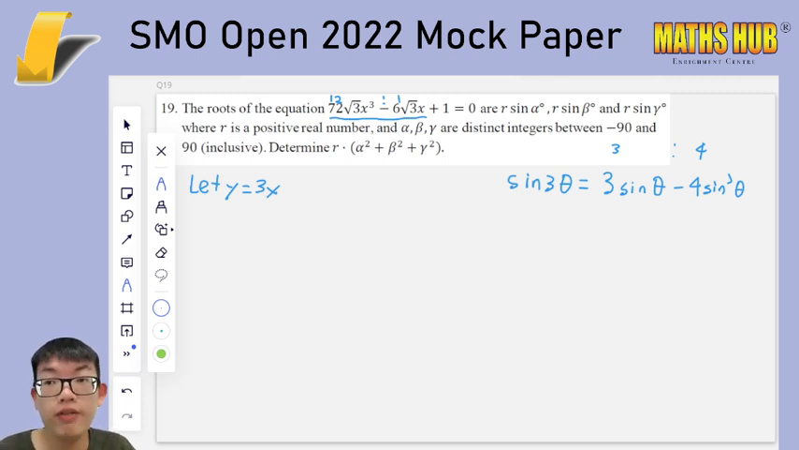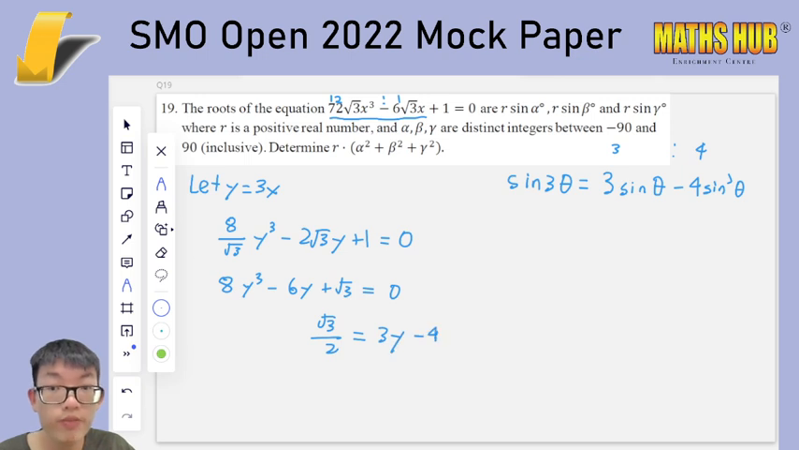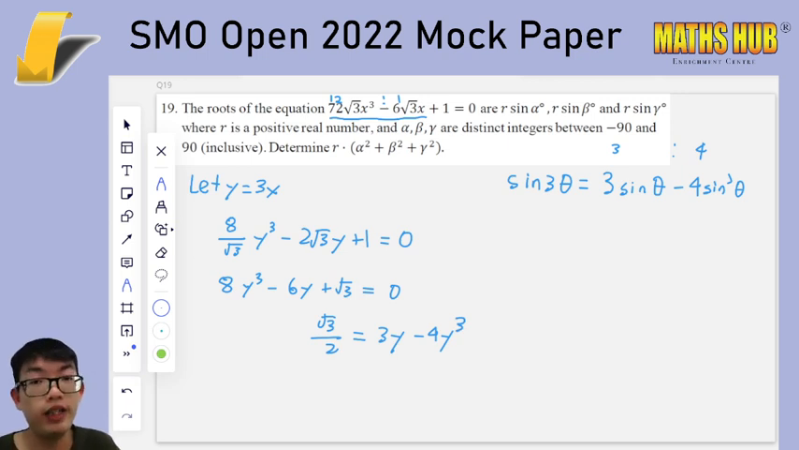Okay, so if we do that, we will need to divide 27 from here, and you would get 8 over root 3 y cubed minus 2 root 3 y plus 1 equals 0. This is already in the correct ratio. I will just multiply by square root 3, shift this over and divide by 2. And that will now be in the correct form as that. Now what I'm doing here is I'm not really caring too much about r sine alpha, r sine beta, r sine gamma, but I have inadvertently kind of found r.